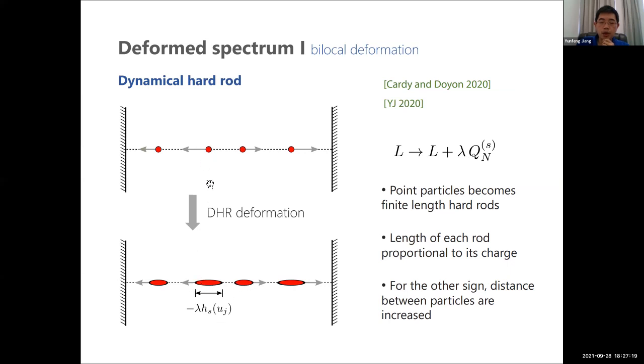And because your particles become hard rods, the free space between the hard rods is decreased. So it becomes smaller, and this is given by L plus λQ_n. If we take the other sign, this just means the distance between the particles is increased, so the effective length is also increased. So this is the intuitive picture to keep in mind, which corresponds to the dynamical hard rod deformation.